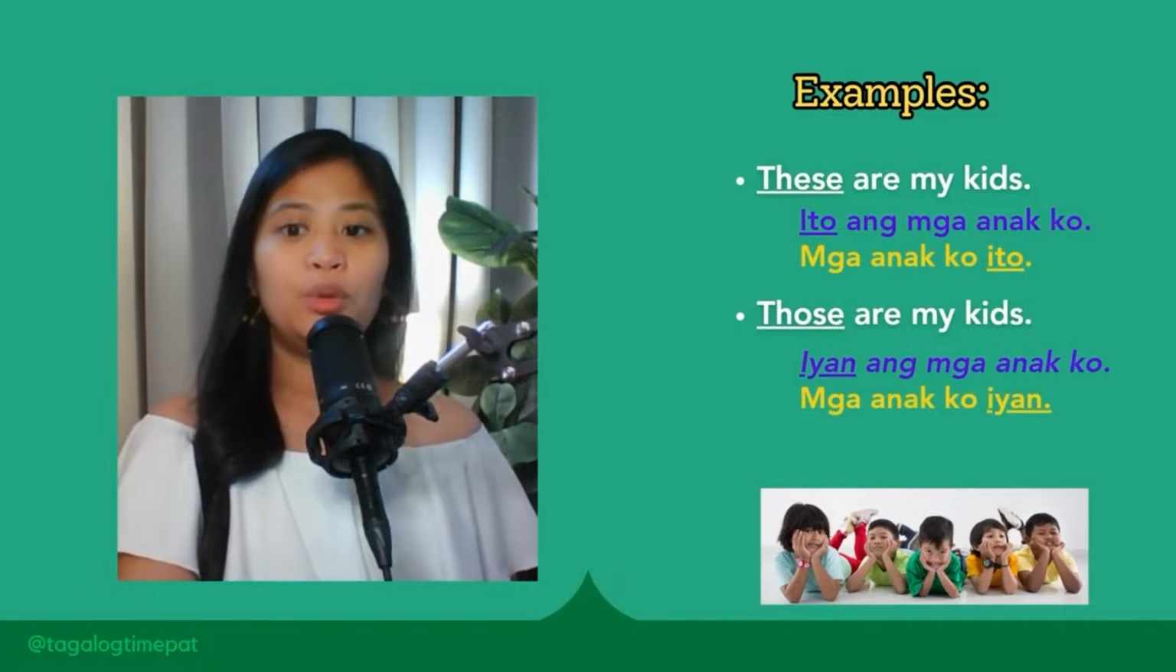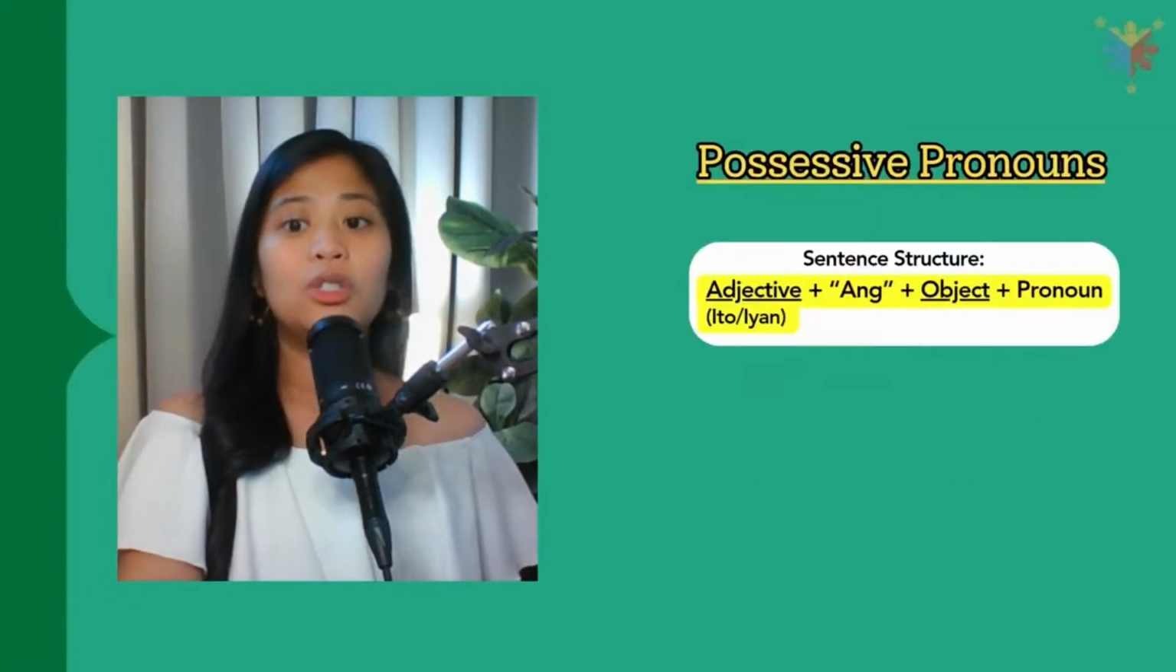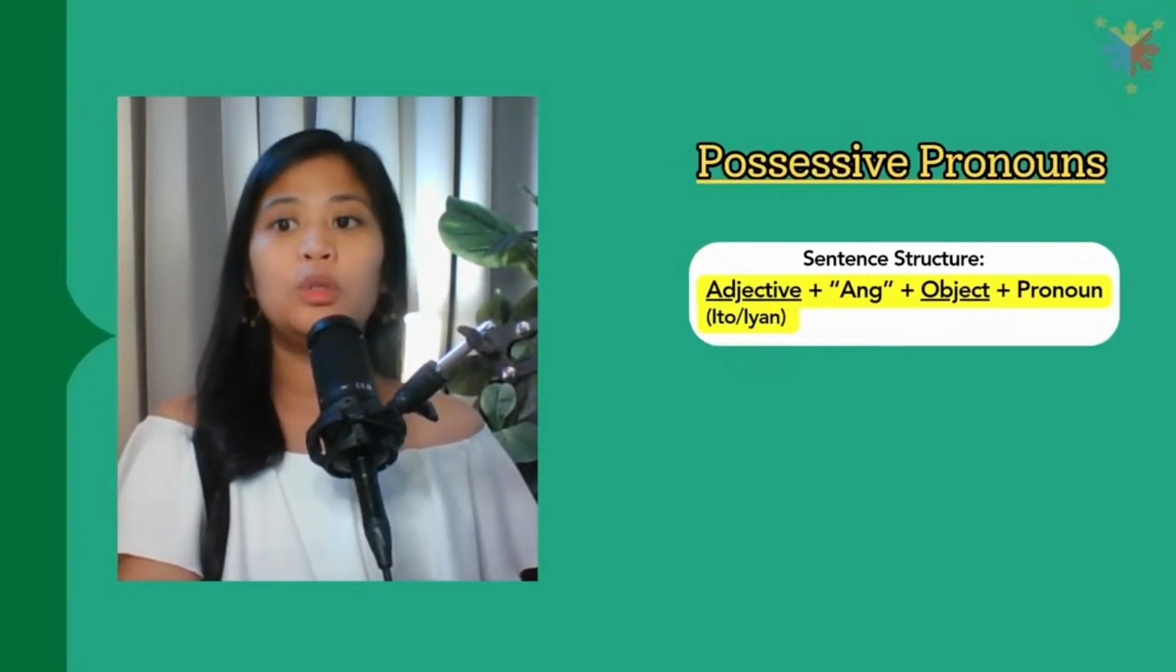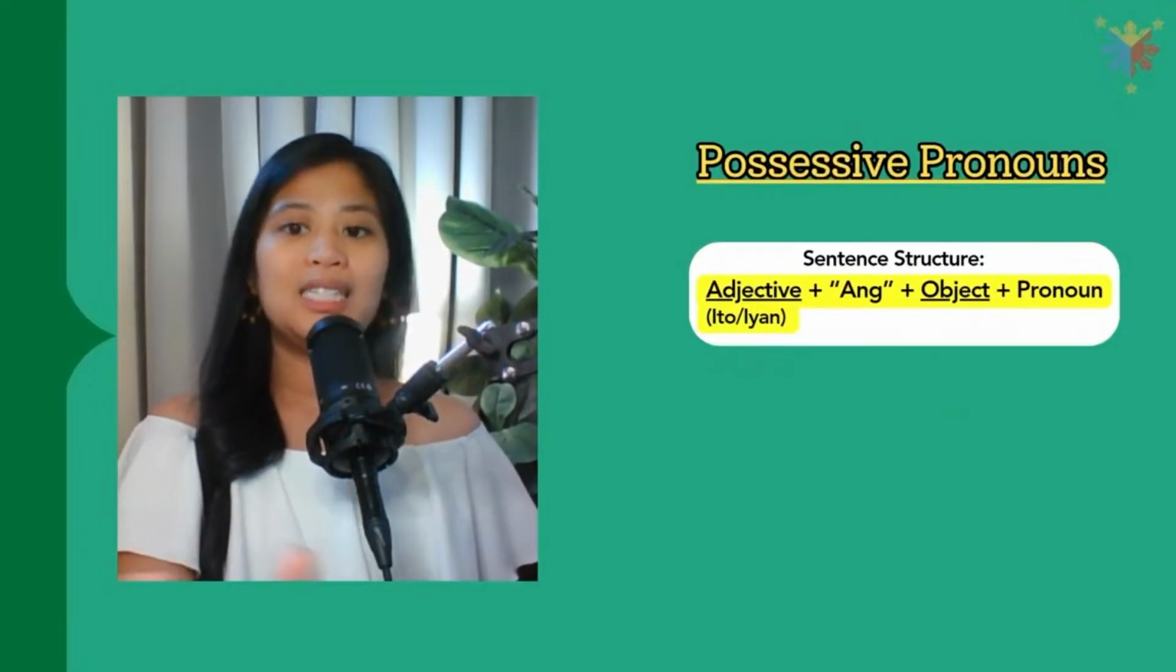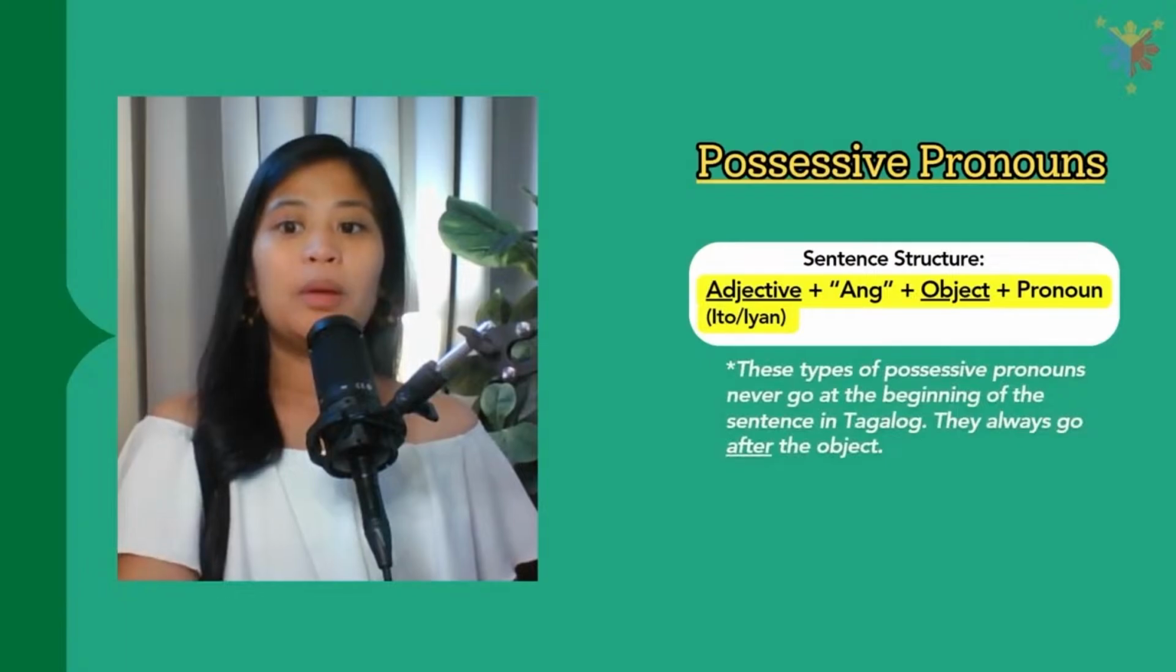They are both used equally as much. Okay? So this is just a review of the sentence structure for using these pronouns. Usually it's the adjective first, or it could be the demonstrative pronoun ito, iyan, then the word ang, then the object, and then the pronoun. So that's the sentence structure. And remember that these possessive pronouns never go at the beginning of the sentence. They always go after the object.